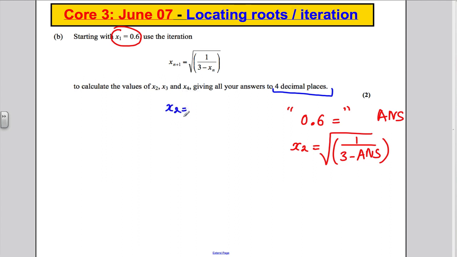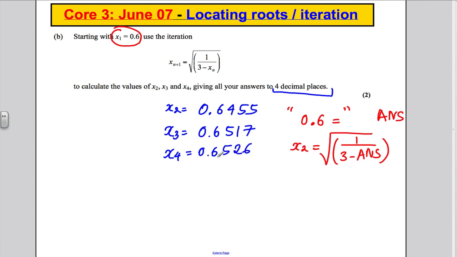So therefore x2, using this method, square root 1 over 3 subtract Ans gives you that x2 is root 15 over 6, which to 4 decimal places rounded properly is 0.6455. x3, just by pressing equals now, would be 0.6517, and x4 pressing equals would be 0.6526. And they are x2, x3 and x4 to 4 decimal places.